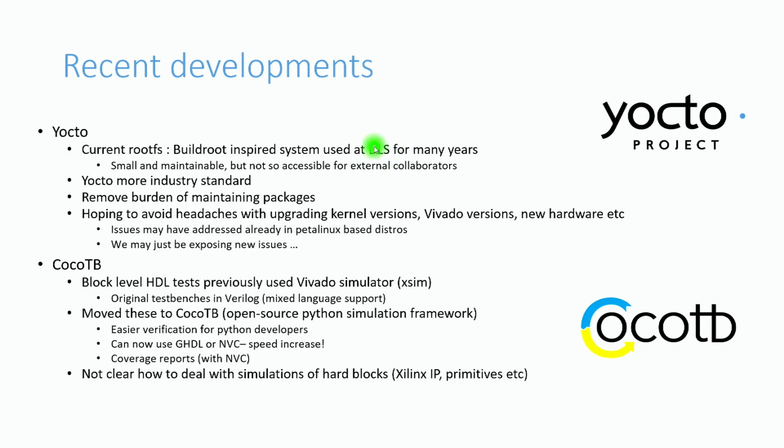Another thing is cocotb. We've recently moved our block level HDL tests from the Vivado simulator to cocotb. This obviously makes life easier for Python developers to get involved in the verification, and really massively speeds up the time taken for the simulations as well, because we can now use GHDL and NVC, which we couldn't before, due to the fact that for some reason our test benches were in Verilog, so we had to rely on Vivado's mixed language support.